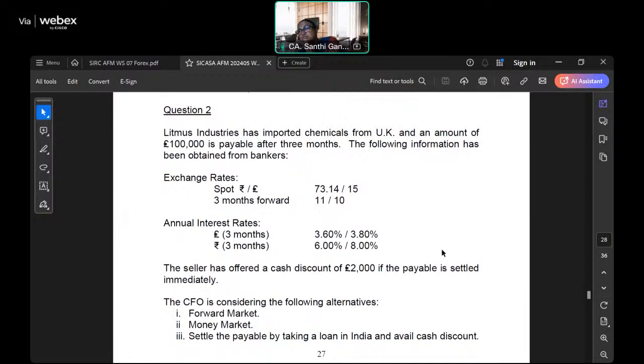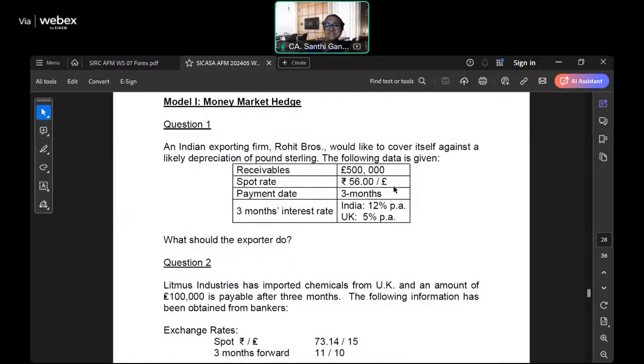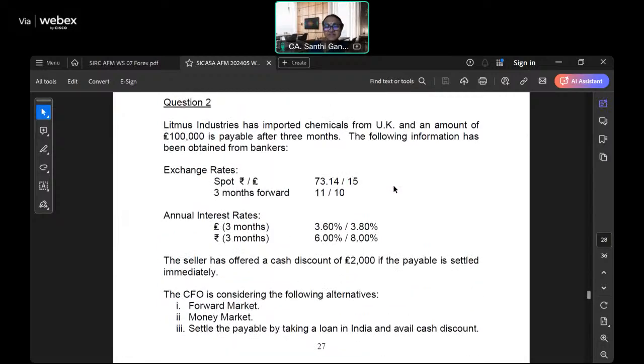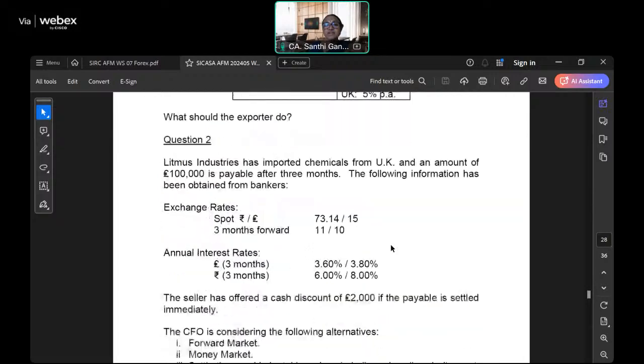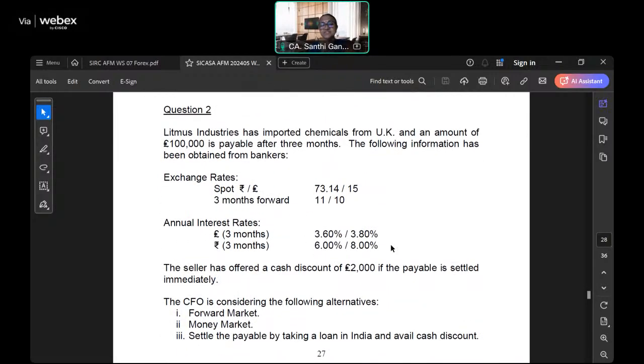The previous problem, if you see, we had only one rate. We did not have the bid rate and ask rate. Similarly, interest rate also we had only one. We did not have the lending rate and deposit rate. Now this has all that.